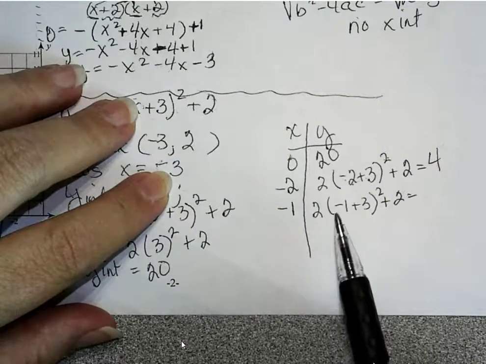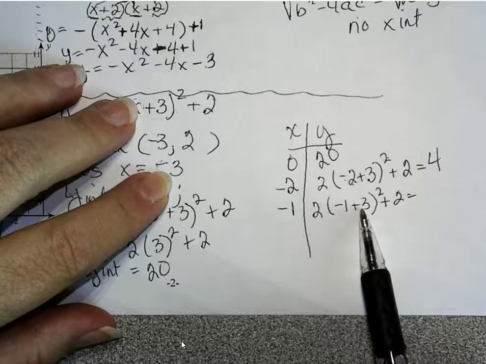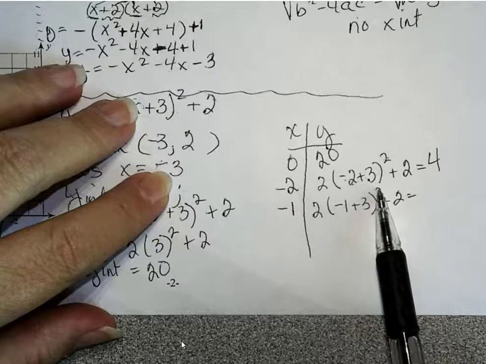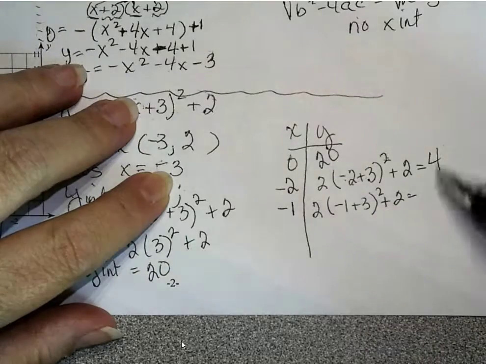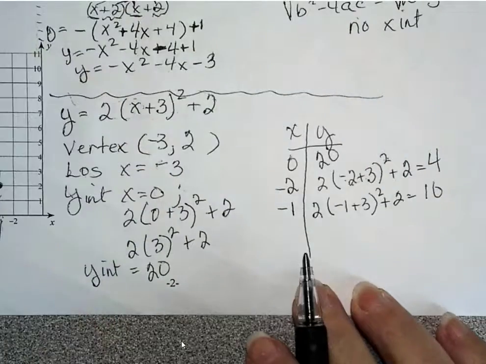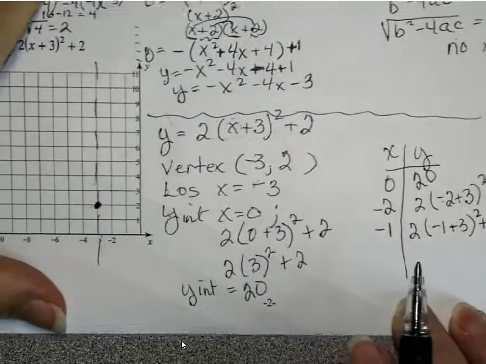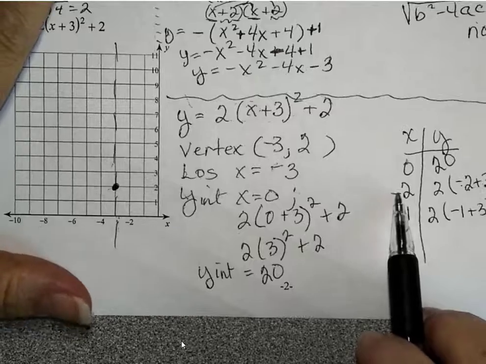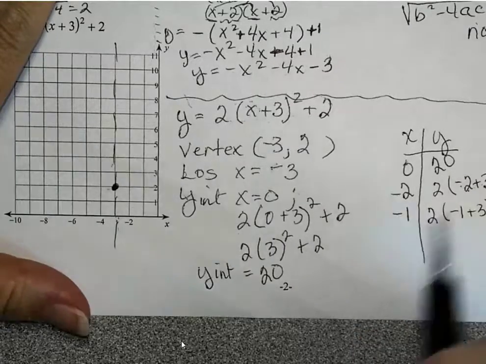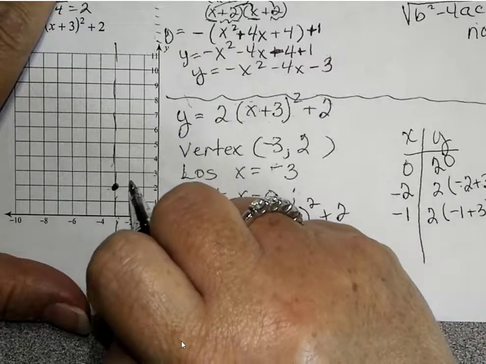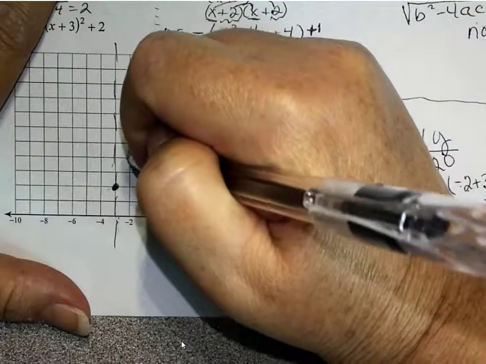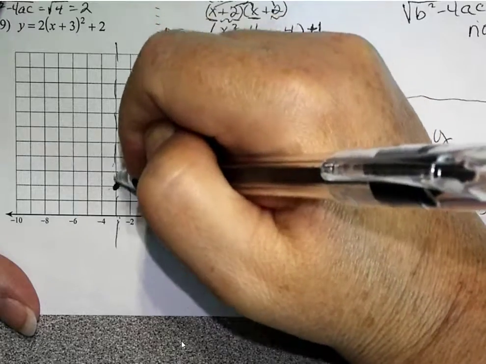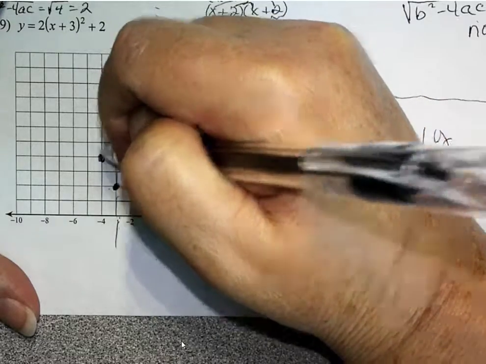And then over here, I'm going to have negative 1 plus 3. That's going to be 2. 2 squared is 4. 4 times 2 is 8. 8 plus 2 is 10. Okay, so I know that I have the point negative 2, comma 4. So negative 2, comma 4. But what do I also know? That this creates a mirror image. So I also have this point.